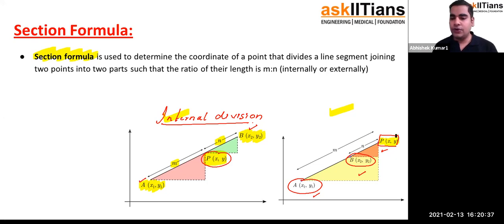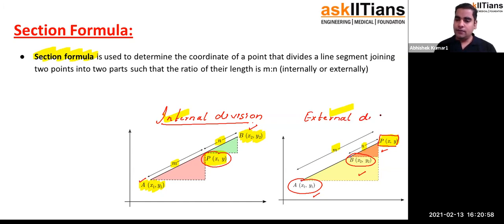And here this point P is dividing this extended AB in the ratio M ratio N. What does that mean? That means if you calculate AP ratio PB, then AP ratio PB is going to be M ratio N. And this case is referred to as the case of external division.